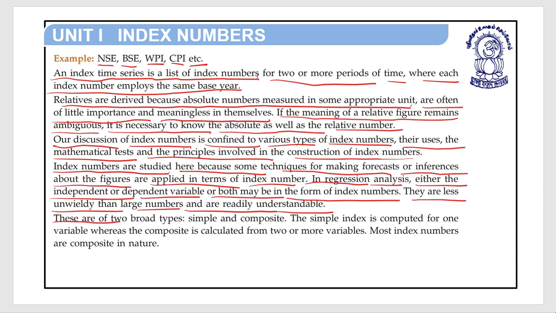Index numbers are studied here because some techniques for making forecasts or inferences about the figures are applied in terms of index numbers. In regression analysis, either the independent or dependent variable or both may be in the form of index numbers. They are less unwieldy than large numbers and are readily understandable. There are two broad types, simple and composite. The simple index is computed for one variable, whereas the composite is calculated from two or more variables. Most index numbers are composite in nature.